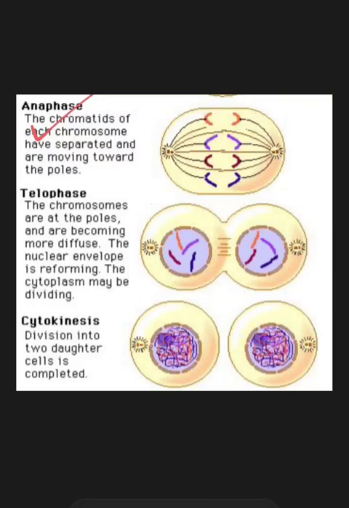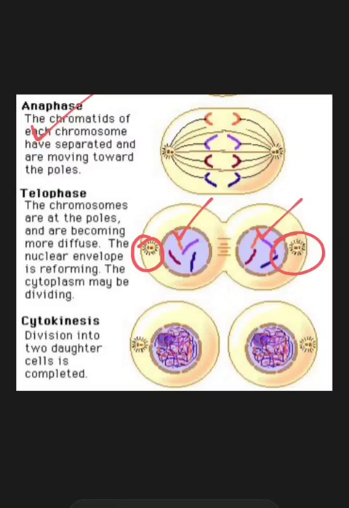Now we come to the last phase of this mitotic cell division, which is telophase. The word telo means end, so the last phase of the mitotic cell division is known as telophase. During this phase, the daughter nuclei are formed. As you can see, the two daughter nuclei have been formed with the chromosomes located at the poles. And this is the last phase of karyokinesis, meaning the last phase of nuclear division.